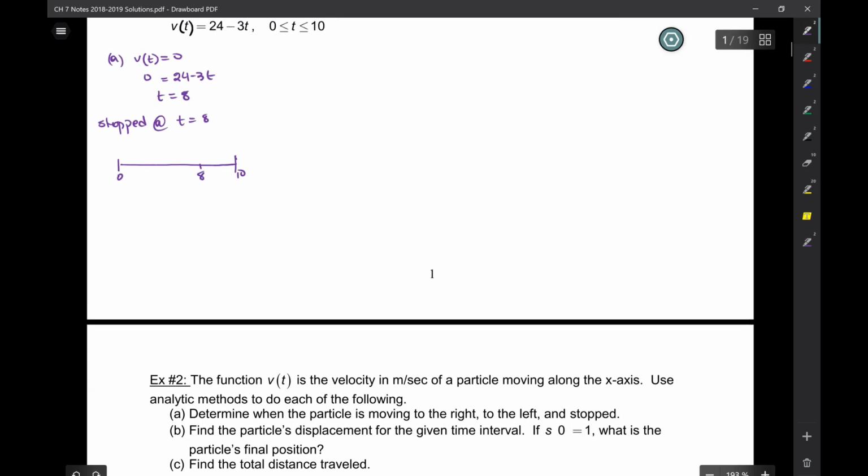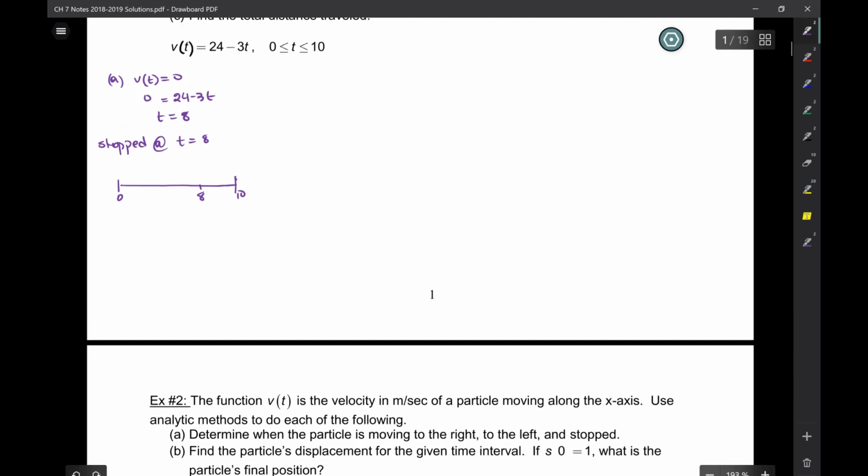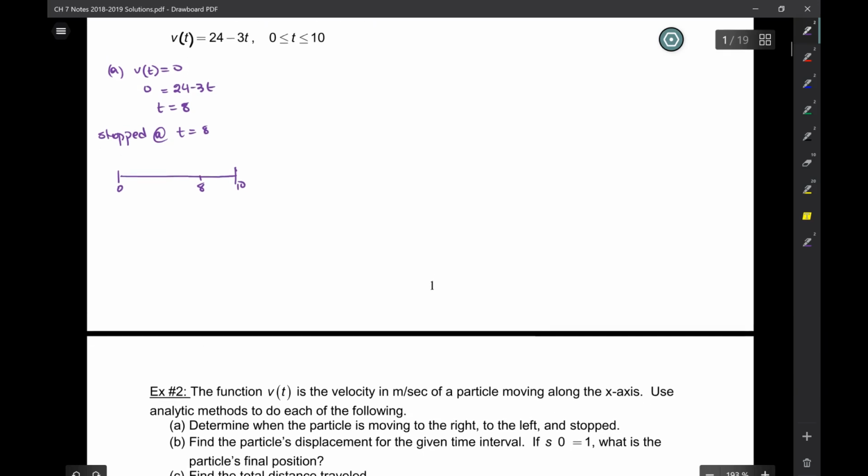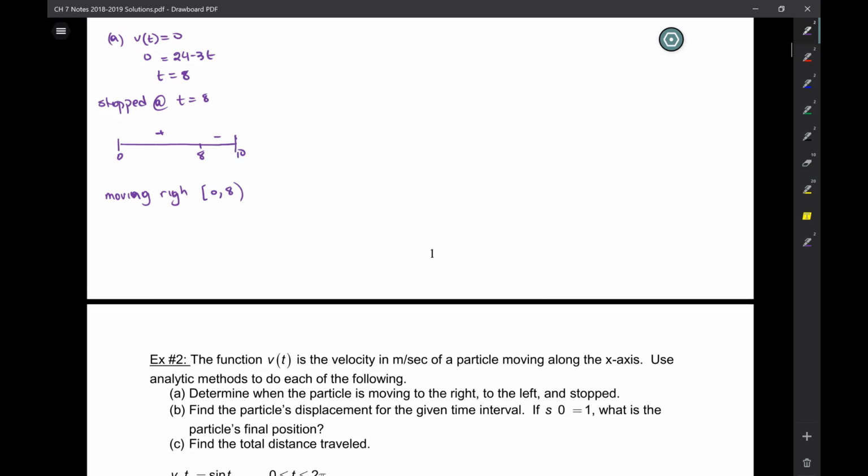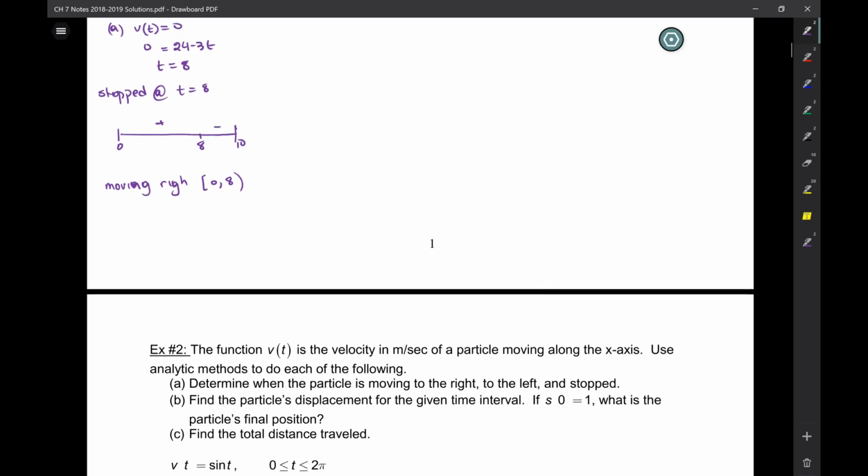Between 0 and 8, is the velocity positive or negative? Like when t equals 1, it's positive, and then here, it's negative. So it's moving to the right from 0 to 8. It's not moving anywhere at 8, so that's an open interval, right? And then it's moving left from 8 to 10. Okay? You see where it's open and where it's closed? Yeah?